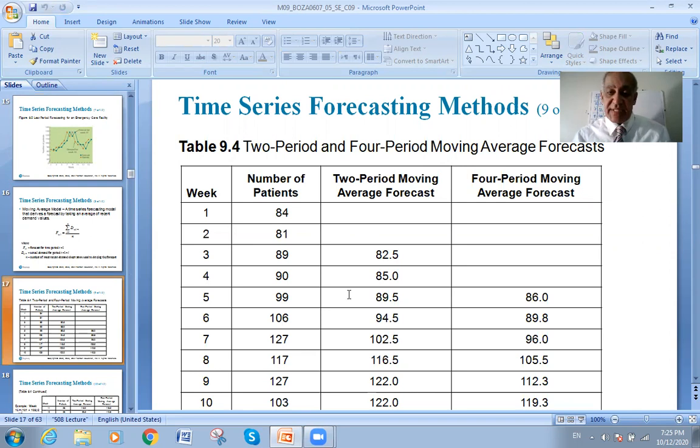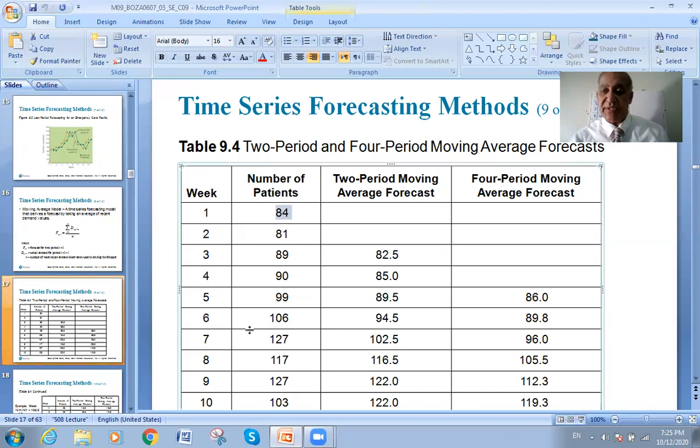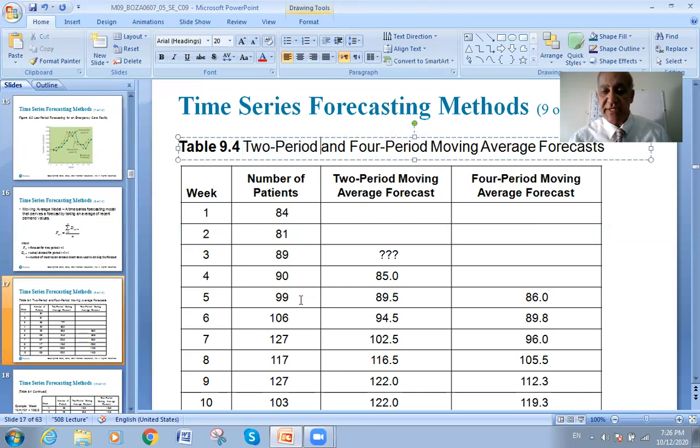In 2 periods, as an example here, as you see, this is the number of patients in the first week, and this is the number of patients in the second week. Okay, so what I will do is, let us say here it was unknown. How will I get this number back? A very easy way to get it. Based on 2 period forecasting, I will add 84 and 81 and divide them, because I said 2 periods. So I will add them and divide them by 2.